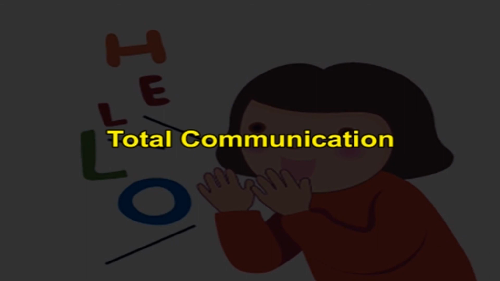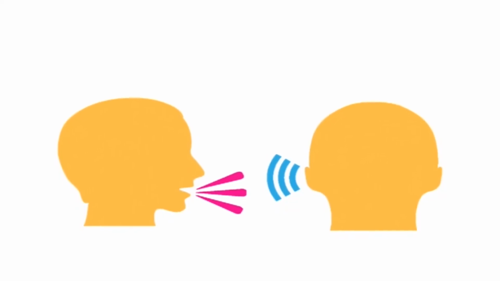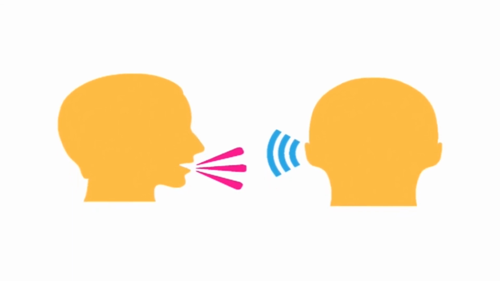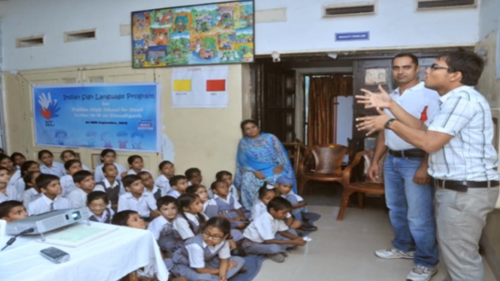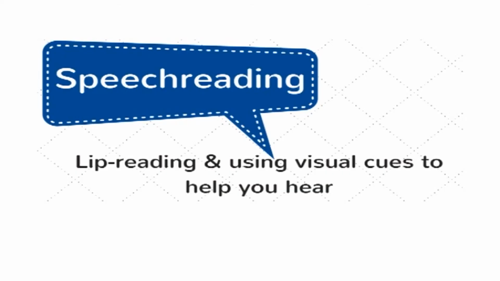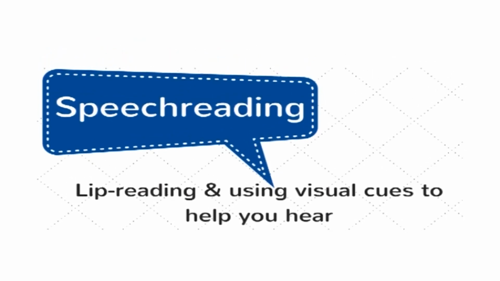3. Total communication. It is the combination of listening and speaking mode and forms the primary mode of communication. A sign system is also used with the oral mode. Speech reading is generally used as a support system. Benefits: since it is a combination, the benefits of the above two methods are obtained.